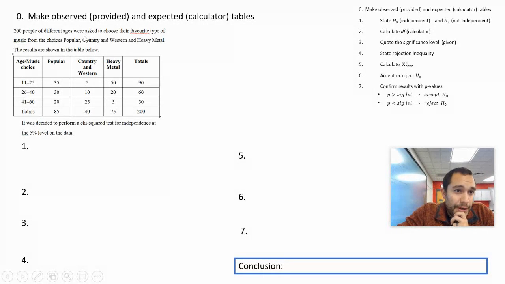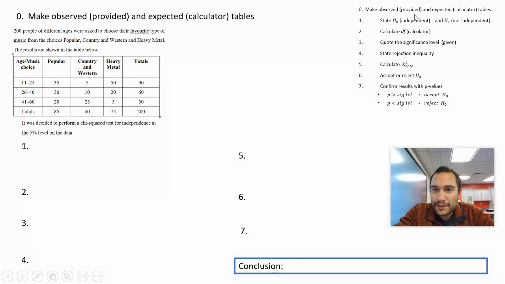It says 200 different people of different ages were asked to choose their favorite type of music from those popular choices there. So popular, country, Western, heavy metal, and so on. And those are the results. It says it was decided to perform a chi-squared test for independence at the 5% level. So step 1 is get your calculators out.